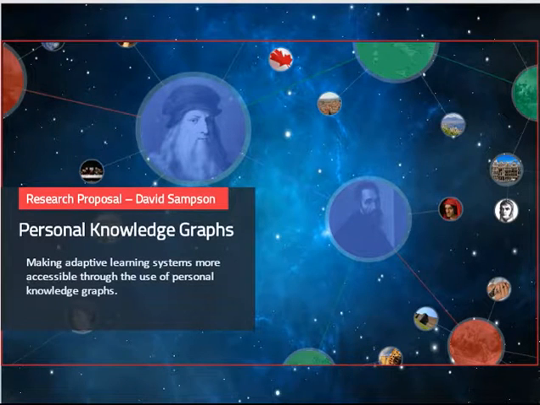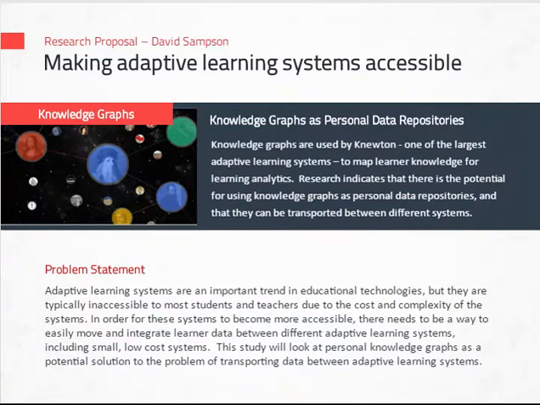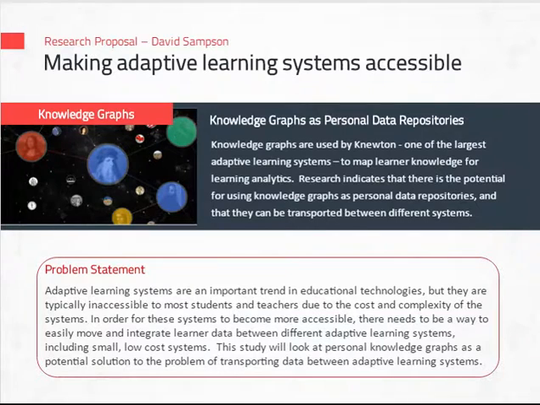Welcome to my research proposal, making adaptive learning systems more accessible through the use of personal knowledge graphs. Adaptive learning systems are an important trend in educational technologies, but they are typically inaccessible to most students and teachers due to the cost and complexity of the systems.